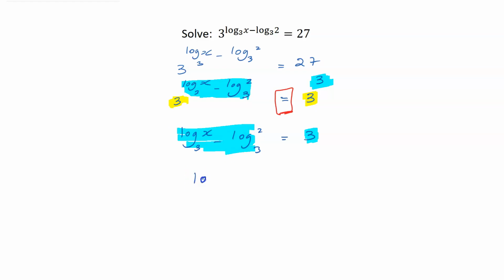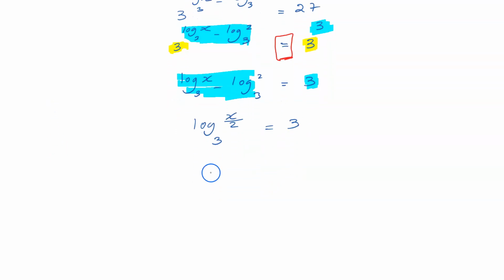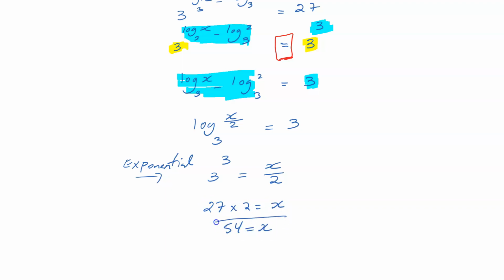According to log law, this is log of x divided by 2 base 3 equals 3. Excellent. And now change to exponential form. We can say 3 to the power of 3 is equal to x divided by 2. We're changing the log to the exponential form. And then from here, this is 27 times 2 is equal to x. And therefore 54 is equal to x.